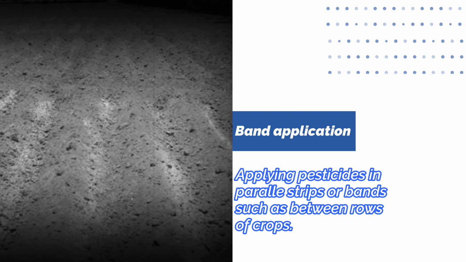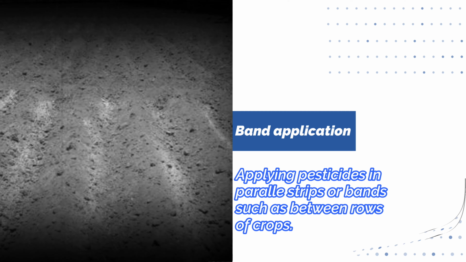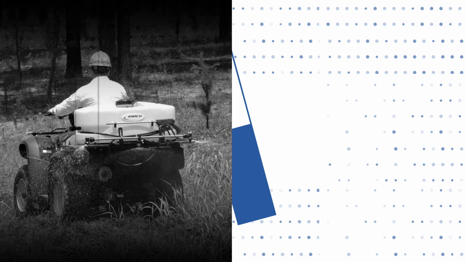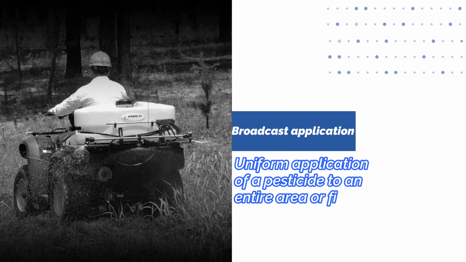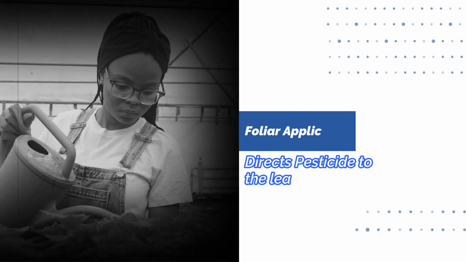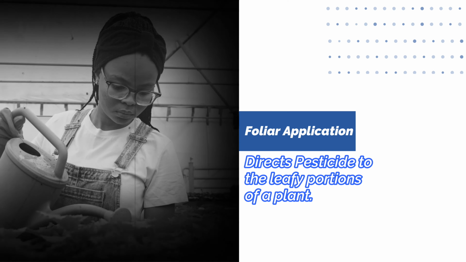Yeah, we're going to briefly mention some of these and what the differences are between each. I will start with band application. It's basically applying the pesticide in a parallel strip, or band. Basal application is directed to the lower part of the brush or the tree. Broadcast application is a uniform application to an entire area. And foliar application directs the pesticide to the leafy parts of the plant. You can find much more information by studying chapter 9.